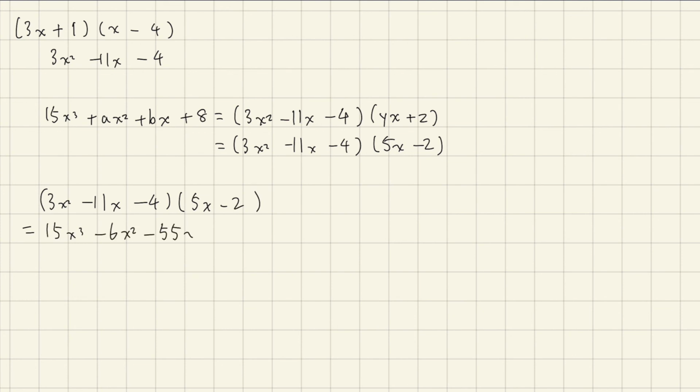The final factor will ultimately be 5x minus 2, which will multiply with the previous factors to get the original function. Hence, our final a and b values will be negative 61 and 2 respectively.